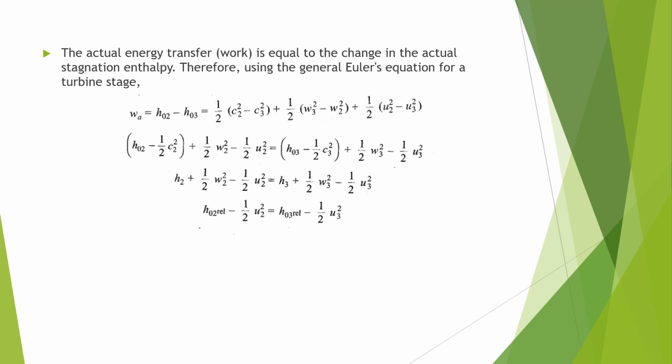Therefore, using the general Euler's equation for turbine stages, W_A equals h02 minus h03, which is equal to half of C2 squared minus C3 squared, plus half of W3 squared minus W2 squared, plus half of U2 squared minus U3 squared.